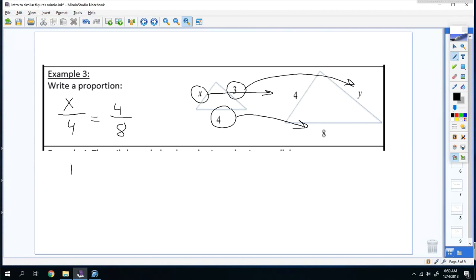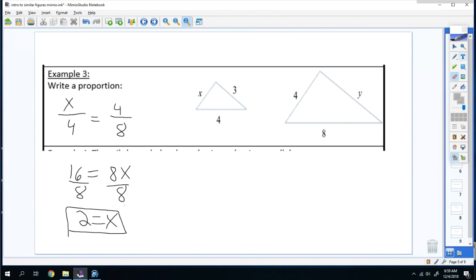So 4 times 4 is 16. x times 8 is 8x. So you divide by 8 on both sides. You get 2 equals x. And that's your answer for x. And we're not done with this problem yet because we have 2 missing variables. What I am going to do is make this x equal 2.